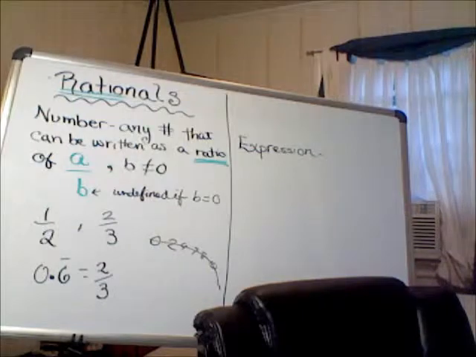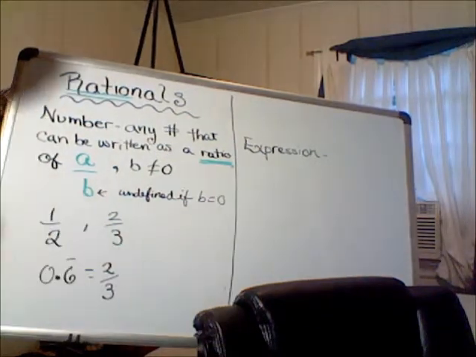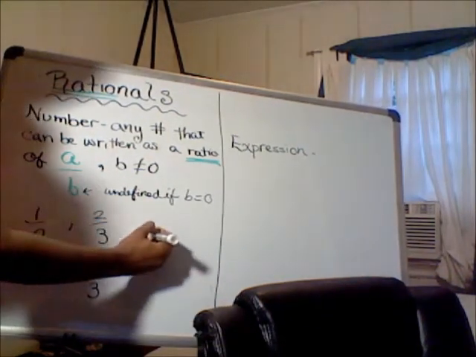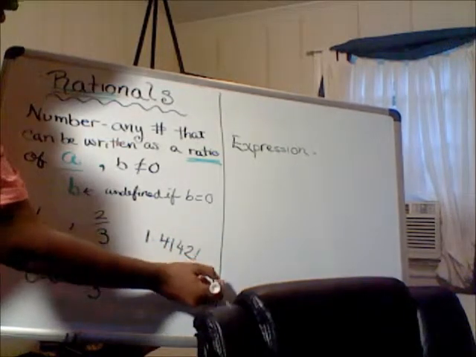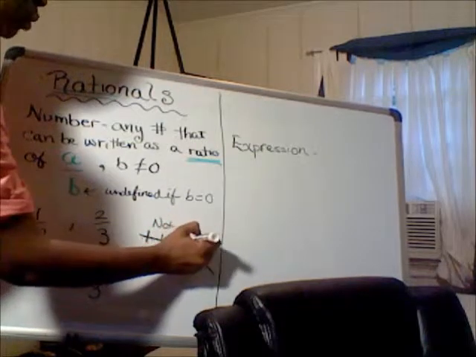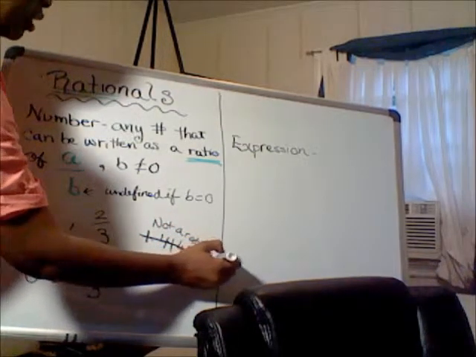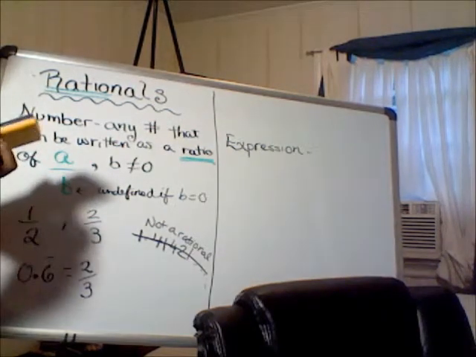And that decimal is something a little wacky. It's 1.4142, and then it doesn't end. So that is not a rational number because we cannot write it as a fraction. There's no pattern to it. So those are rational numbers.